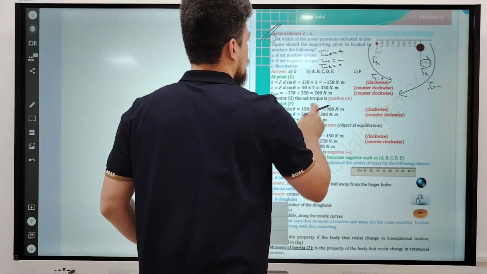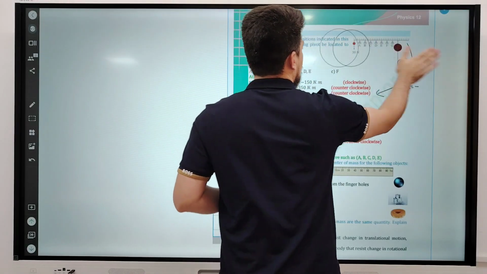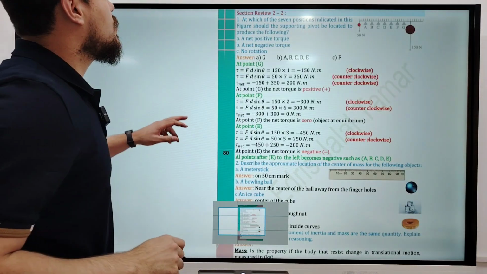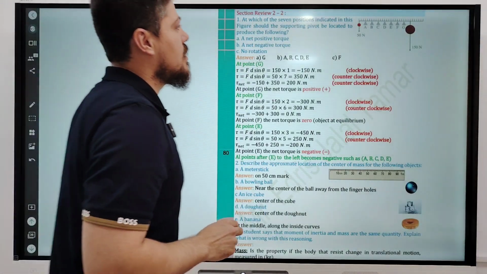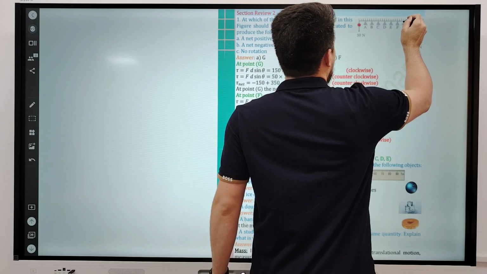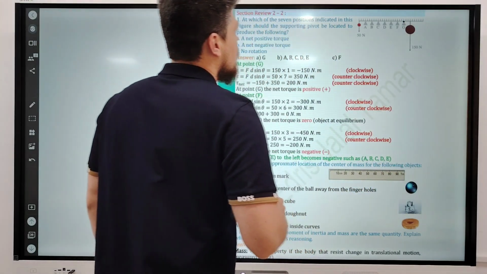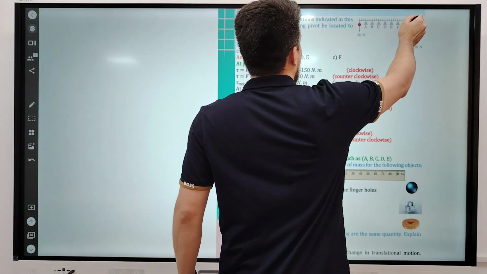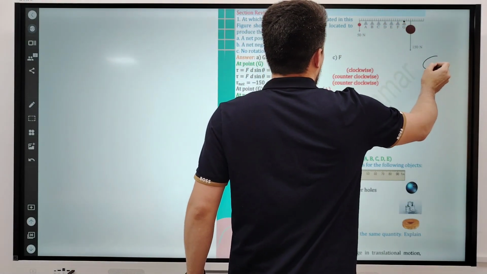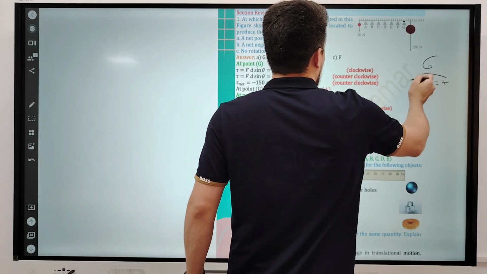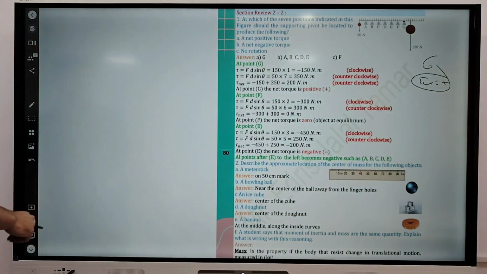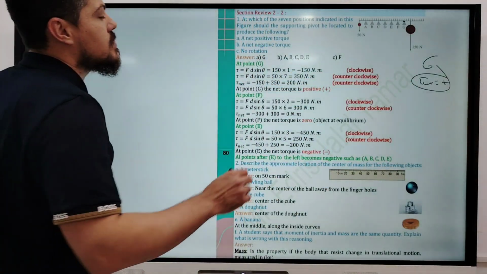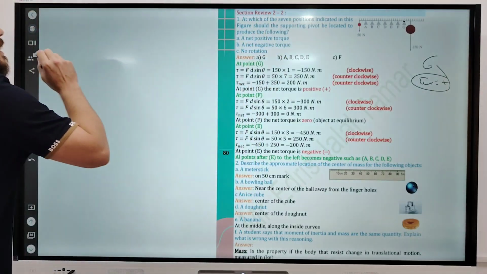Now, how can you solve this question? Listen carefully, please. It is a very good, easy question. To find a net positive torque, assume that this point G is the balancing point. So we assume that at G net torque is positive, but you have to show your work that at G net torque is positive. Let's get started to solve this question.